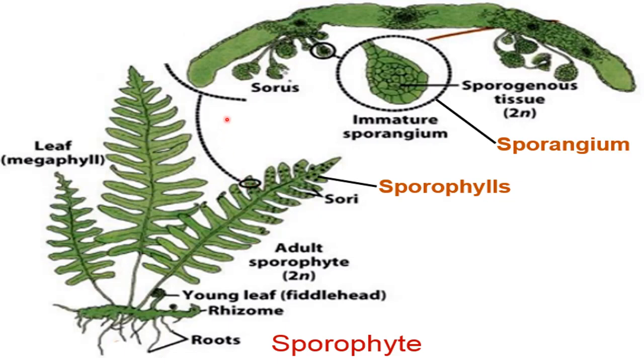The enlarged view is shown here. You can see the structure here; all these are sporangium. The enlarged view you can see here. This structure is called sporangium. And what is present inside this sporangium? All this tissue, the tissue present inside the sporangium, is called sporogenous tissue. So this is an immature sporangium having sporogenous tissue.